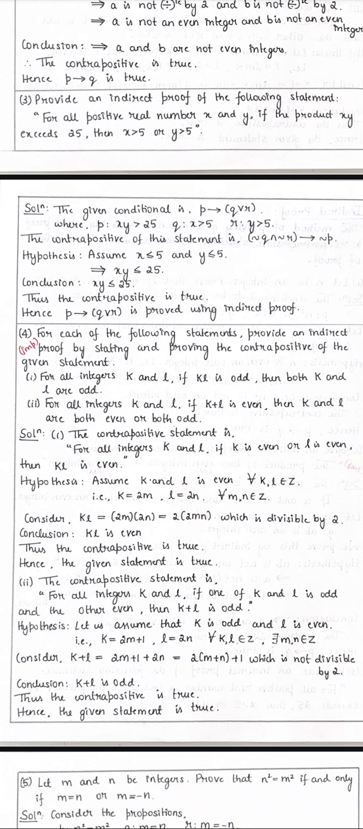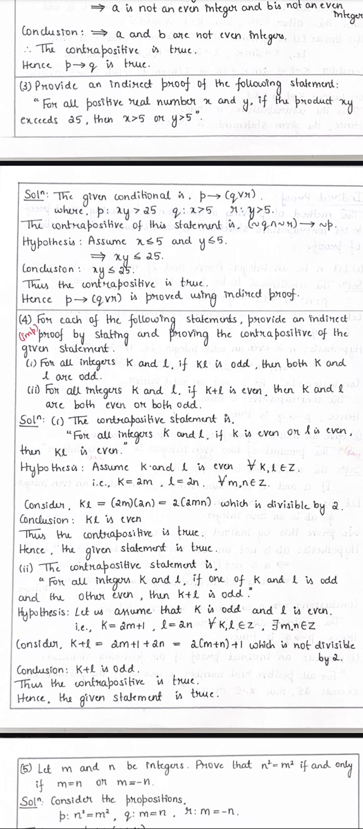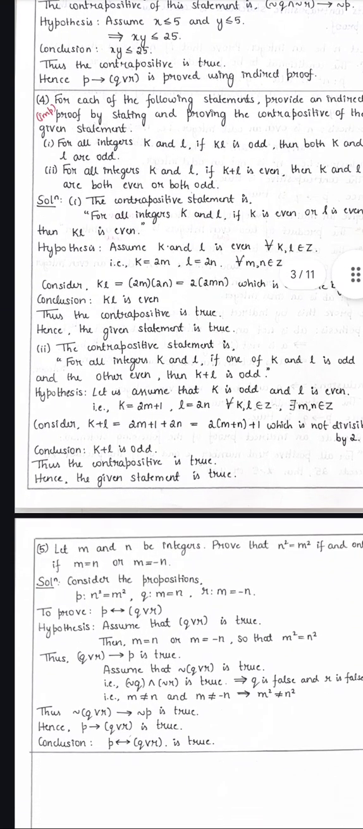is x greater than 5, R is y greater than 5. If P then Q or R, the contrapositive of this is: not Q and not R, then not P. Assume that x is less than or equal to 5 and y is less than or equal to 5. Then we have xy is less than or equal to 25. Conclusion: xy is less than or equal to 25. Thus the contrapositive is true.